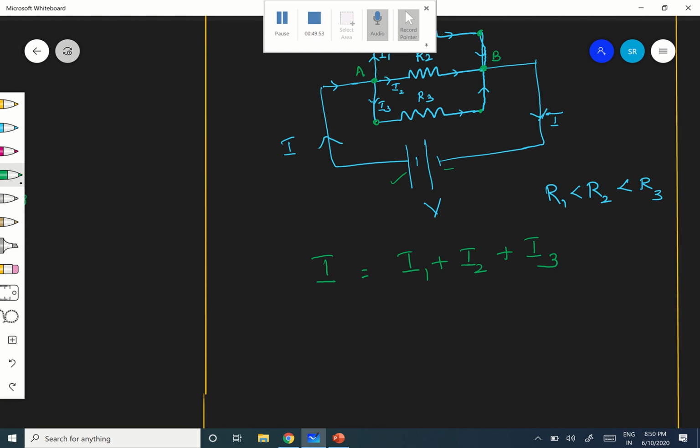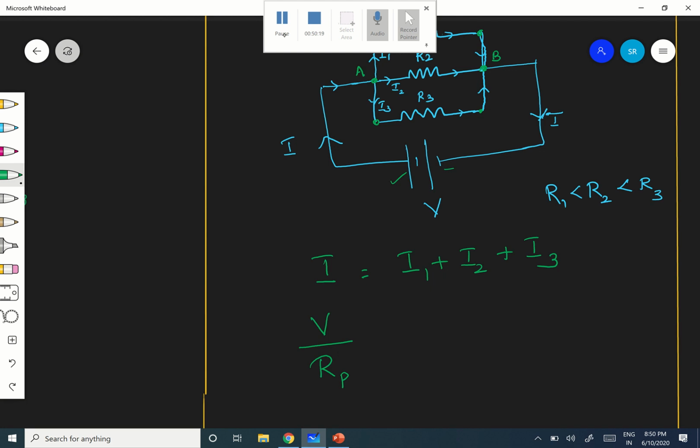Total current is nothing but total potential V divided by total resistance. What is the total resistance here? It is RP. What is RP? RP is the equivalent resistance, or total resistance, or net resistance of all the three resistors which are connected in parallel. So I equals V divided by RP.